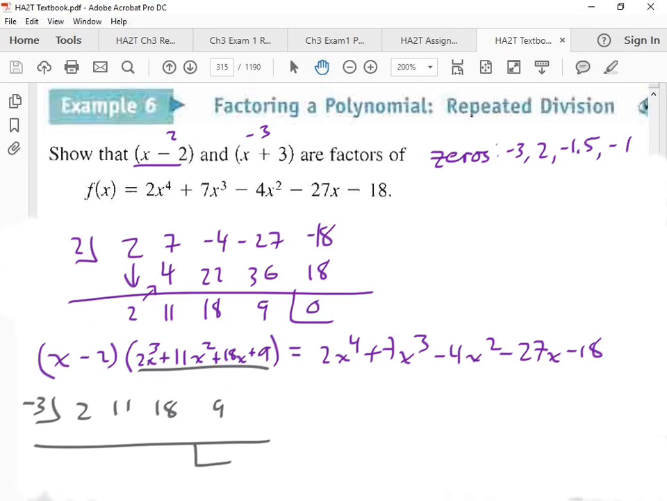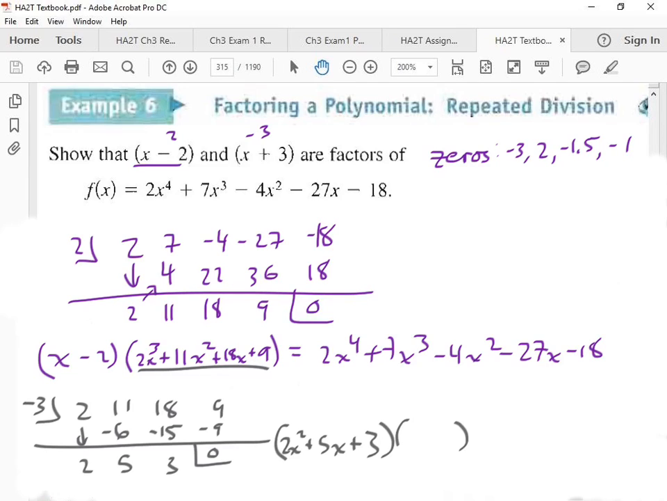Go. If we do synthetic division right, you drop the 2 first because the first one's free. And then we have 2 times negative 3, which is negative 6. Negative 6 plus 11 is 5. 5 times negative 3, negative 15. And negative 15 plus 18 is 3. 3 times negative 3 is negative 9. We get a 0. Hey, it worked. Yay. So we have 3, and then 5x, and then 2x squared.